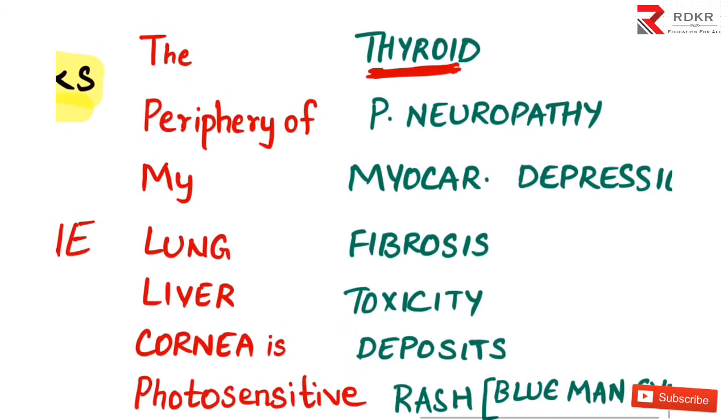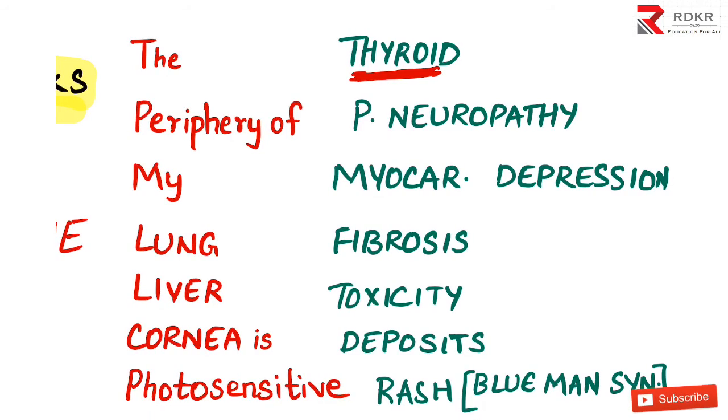And the main adverse effects you have to remember about the amiodarone. Most of the MCQs will ask, amiodarone can cause which of the following side effects? There you have to remember the mnemonic: the periphery of my lung, liver, cornea is photosensitive. Each of these has its own significance. That tells you that it can cause thyroid problems, and if you observe the amiodarone very keenly, it has iodine, IOD. That is the reason it can cause thyroid problems.